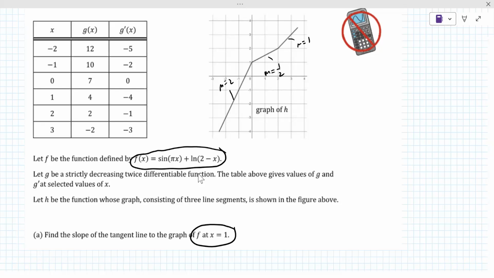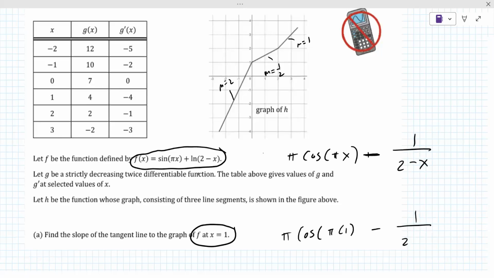I don't know if I did it correctly, but would it be pi times cosine pi x minus 1 over 2 minus x? Yes, that's looking good. Excellent. So now you just put the value of 1 in. So it's pi cosine pi times 1 minus 1 over 2 minus 1.